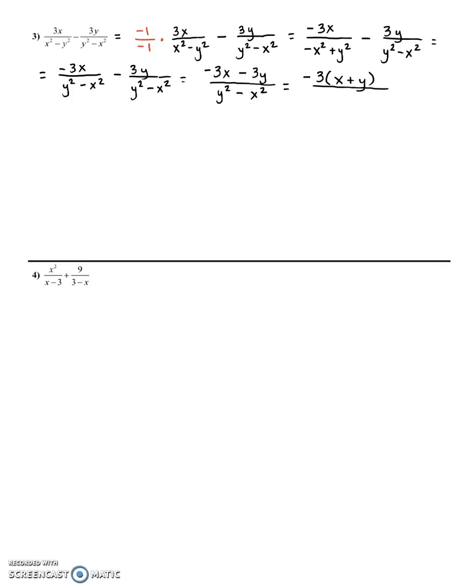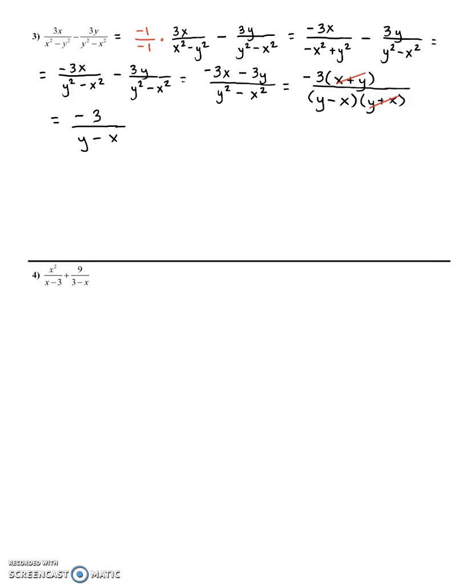And our denominator is the difference of two squares. And remember, the difference of two squares factors, in this case, y minus x, y plus x. Now again, since we can add two numbers in any order, x plus y is the same thing as y plus x. So those cancel, and we're left with -3 over y minus x for our final answer.